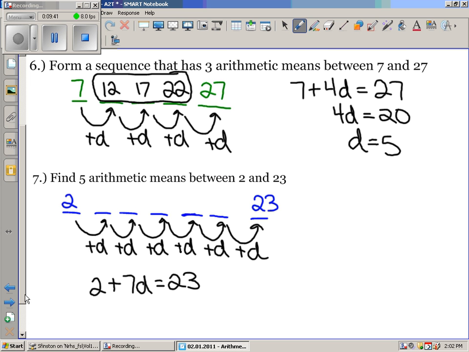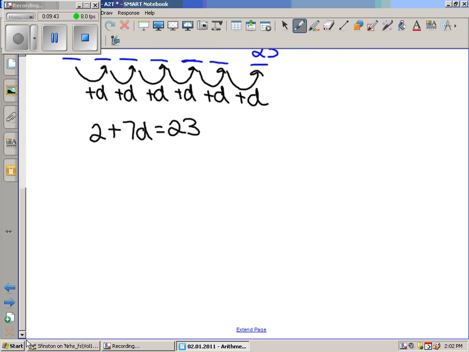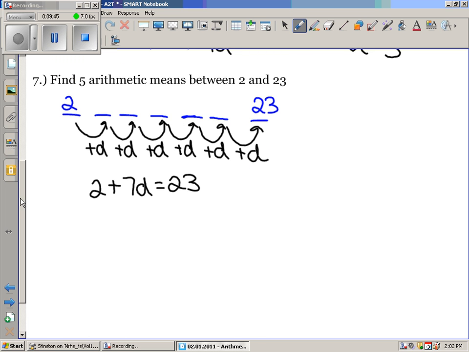Now let's see. So 7d. Ooh, I made a mistake. It's not 7d. My bad. 6d has got to be equal to 21, and d is going to be equal to 21 divided by 6.